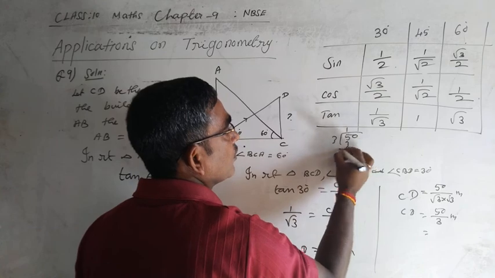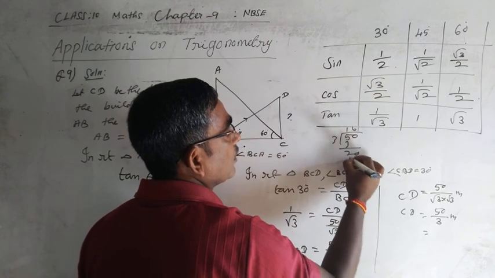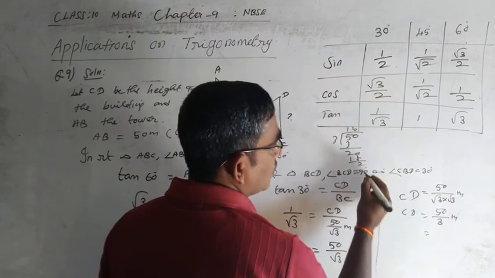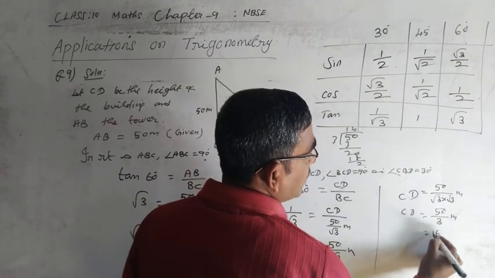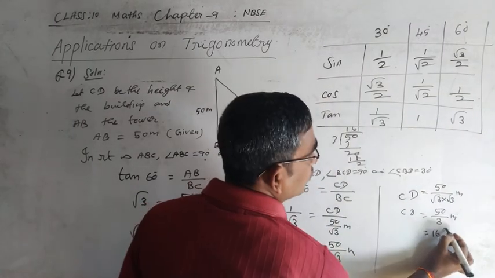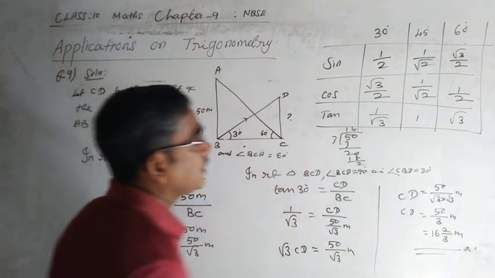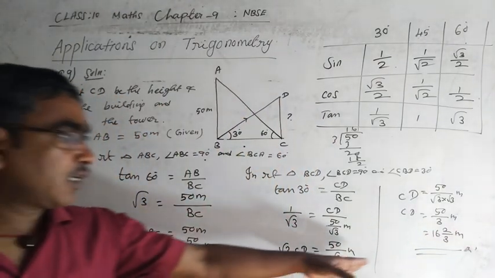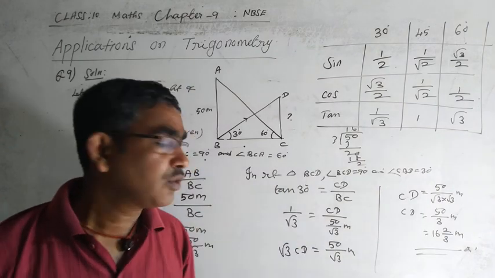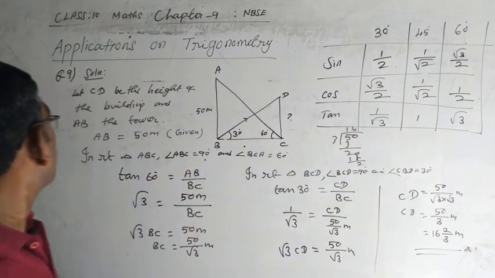3 ones are 3, 2 0; 3 sixes are 18, again 2 remainder. The quotient is 16, remainder is 2, so 2 by 3: 16 and 2 by 3 meters. That is the height of the building. You can conclude the answer: the height of the building is 16 2 by 3 meters. Okay. We have completed question number 9 now.